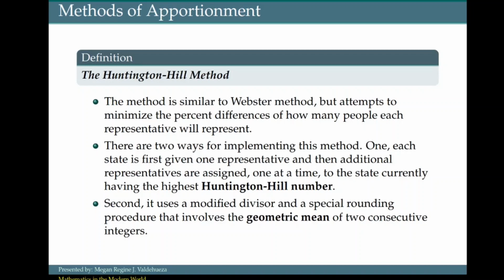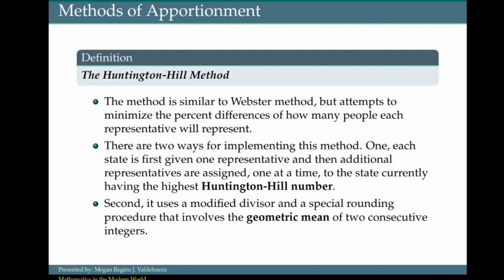Another method of apportionment is the Huntington-Hill method. The method is similar to the Webster method, but attempts to minimize the percent differences of how many people each representative will represent. There are two ways for implementing this method. First method is each state is first given one representative, and then additional representatives are assigned one at a time to the state currently having the highest Huntington-Hill number.